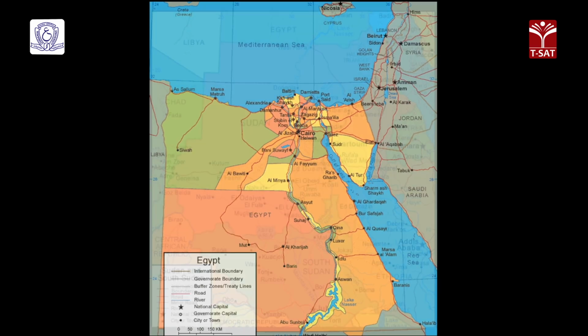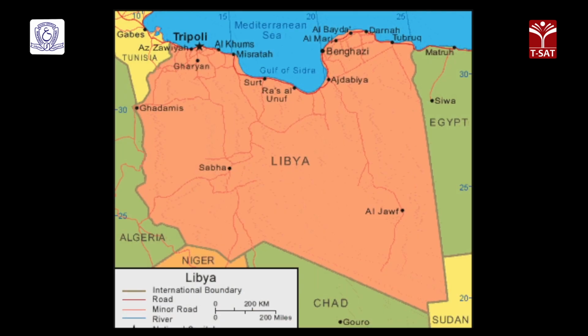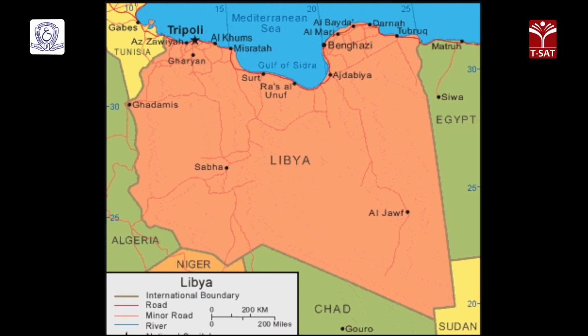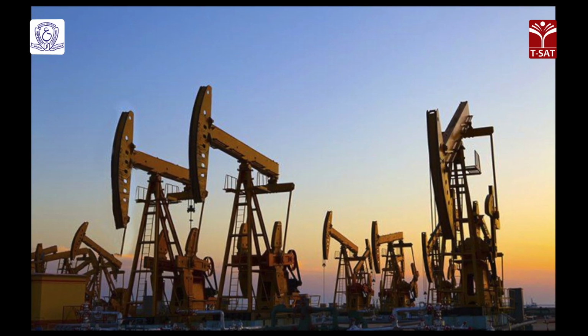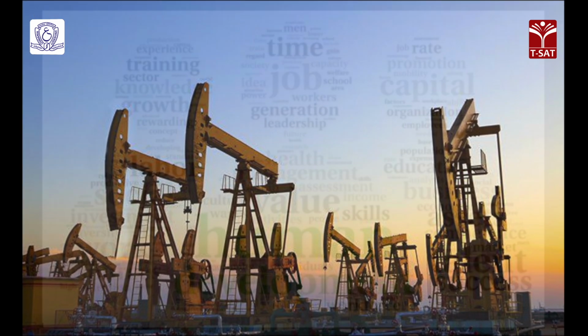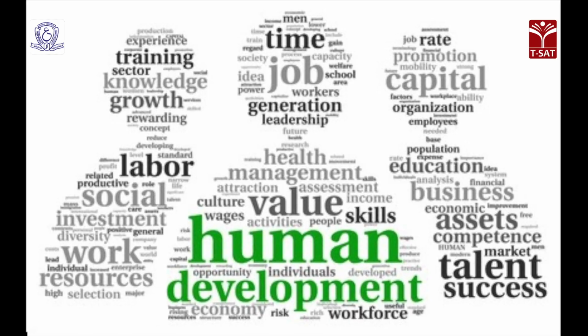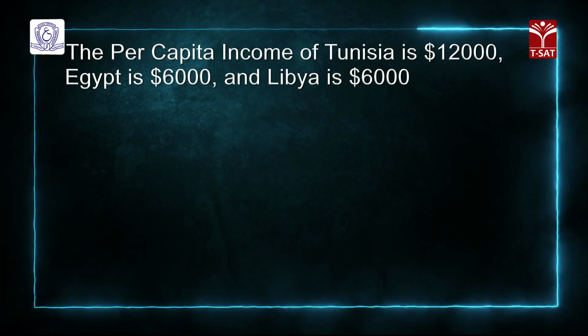It includes Egypt, Sudan, Tunisia and Libya, which are Islamic nations. Most of these countries have petroleum, economic development is greater, but human development is lacking. The per capita income of Tunisia is $12,000, Egypt is $6,000 and Libya is $6,000.